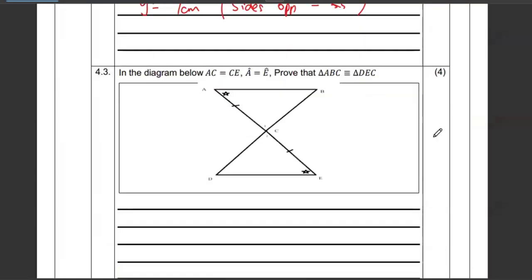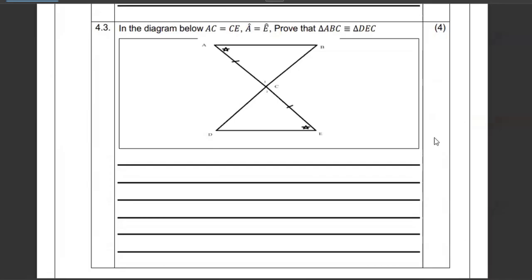4.3. In the diagram, they're telling us that AC is the same as CE. Angle A is the same as angle E. Can we prove that the two triangles are congruent? Now remember, for congruency, look for what is the same. Okay? Look for exactly what is the same. So we can say that AC is the same as CE. The reason is that it's given. We've been told. Angle A is the same as angle E. We've been told, so the reason is given.